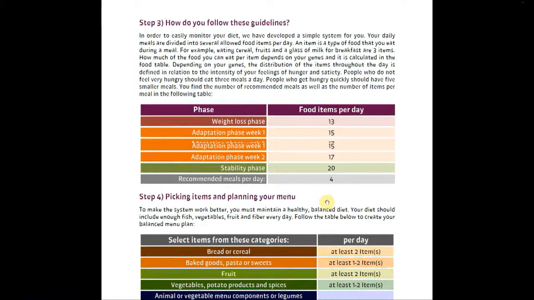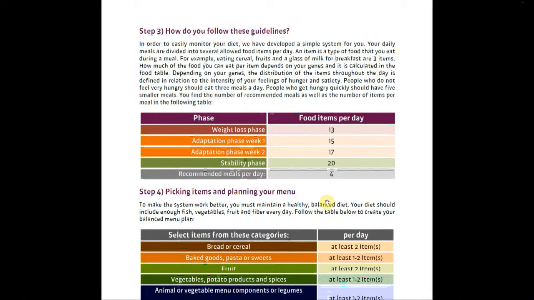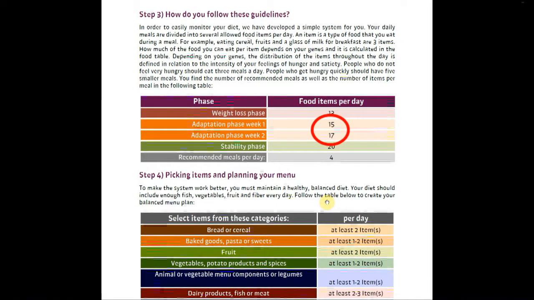Okay, now, if you go to this page, again, you're likely going to have different numbers here. During the weight loss phase, you are allowed to eat, in this case, 13 food items. It might be 15, it might be 20, it's different numbers for different people. And in this case, this person can eat 13 food items. During the adaptation phase, they can eat a little more, and during the stability phase, they can eat 20.